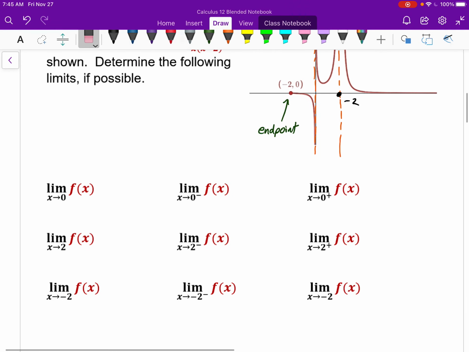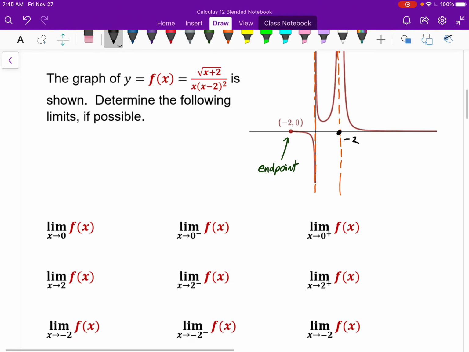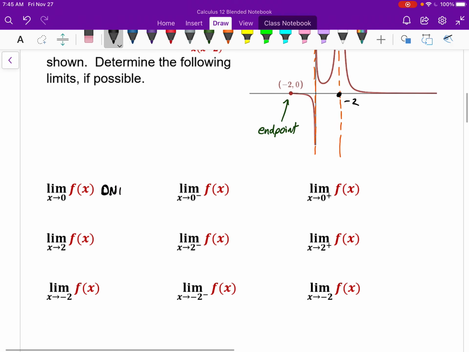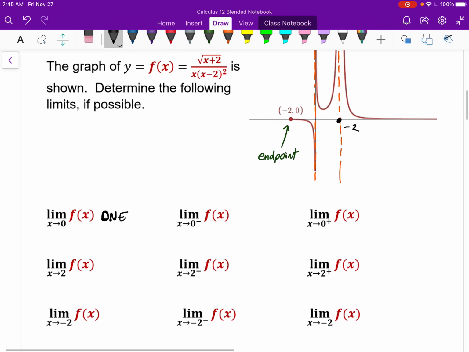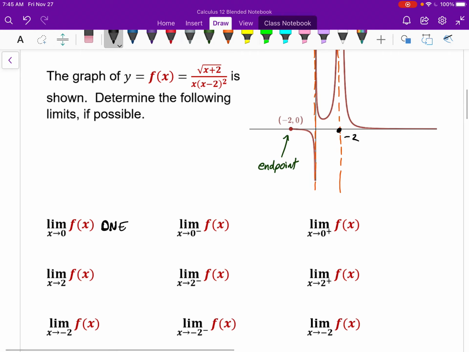And as usual, I'd recommend you pause this and try these before you watch any more. But the limit as we approach 0, which means from the left and the right, I can see it's different. From the left it's going down, from the right it's going up. So this does not exist. The limit as we approach 0 from just the left, though, is going to be negative infinity. The limit as we approach 0 from the right is positive infinity.